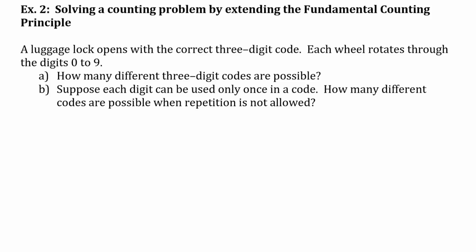Example number 2. A luggage lock opens with the correct 3-digit code. Each wheel rotates through the digits 0 through 9. So the question is, how many different 3-digit codes are possible? Suppose each digit can be used only once in a code. So how many different codes are possible when repetition is not allowed?